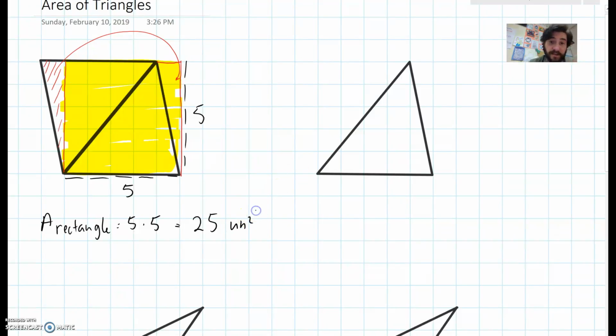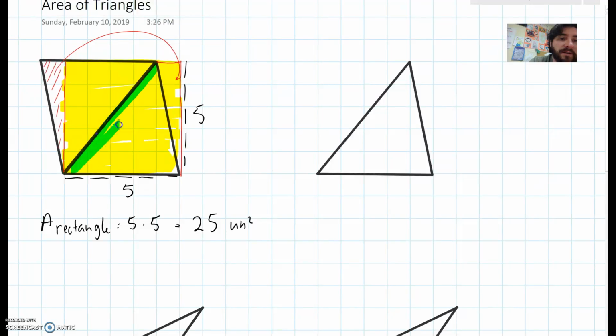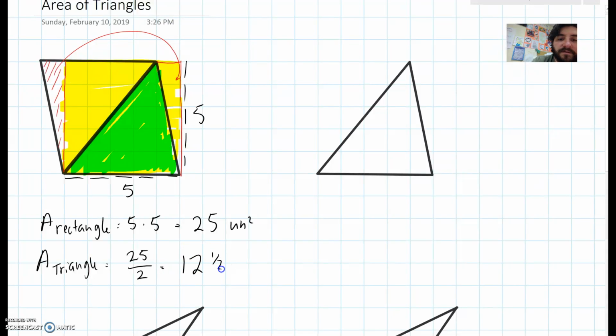And we're just looking for the area of one of the triangles. So remember, it's not looking for both of them. We're just looking for one of the triangles here. So how are we going to find the area of this? Since we doubled the triangle to get this rectangle or parallelogram, we need to cut it in half to find the triangle. So the area of the triangle is half, 25 divided by 2, which is 12 and a half. 12 and a half square units. So that's the area of the triangle.